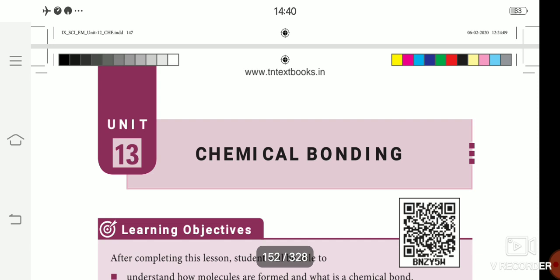So according to the Lewis concept, when two atoms form a covalent bond between them, the atoms attain the stable electronic configuration of the nearest noble gas.